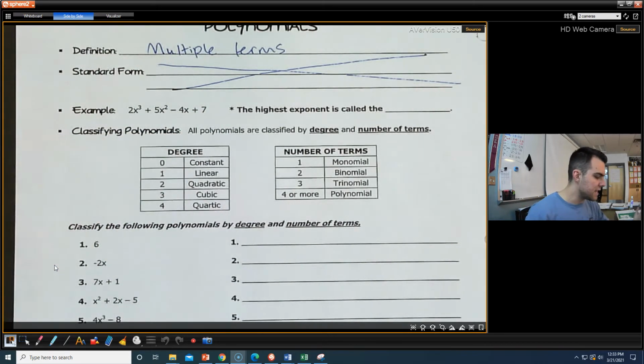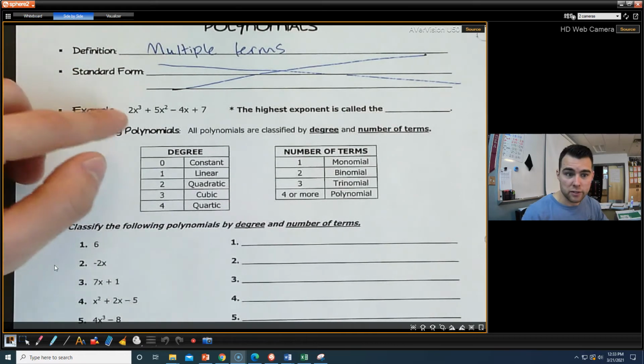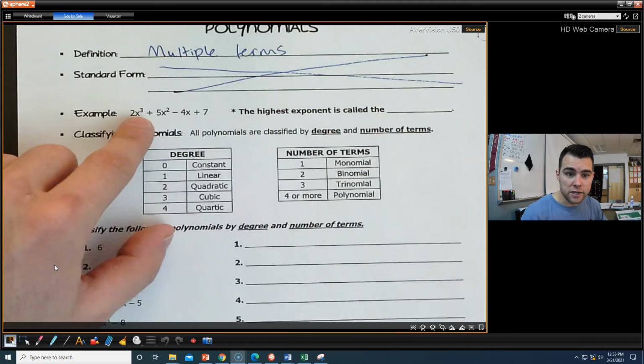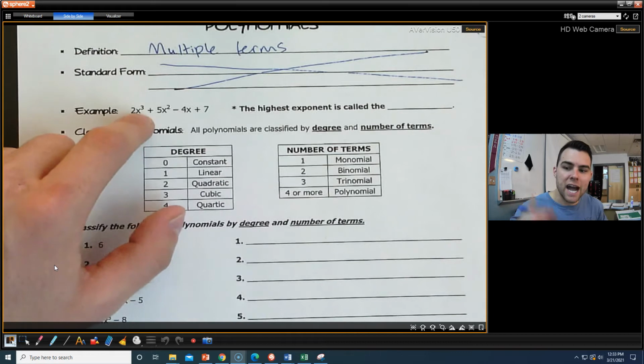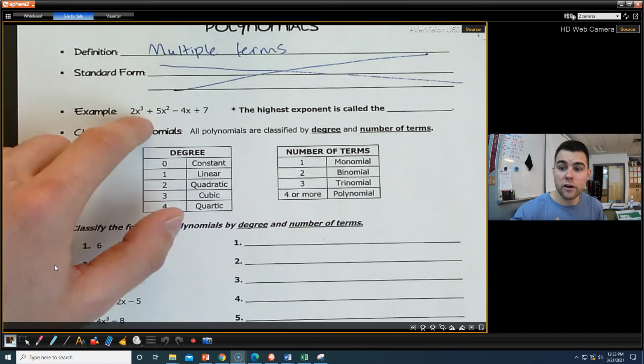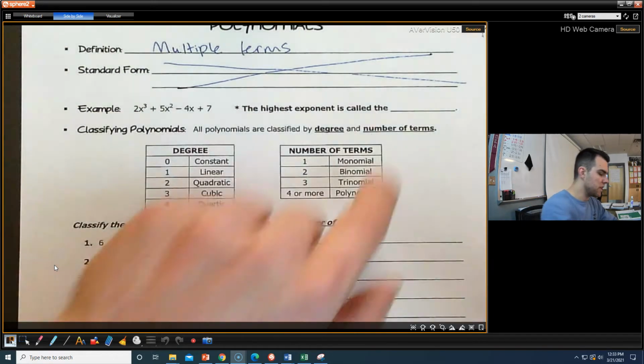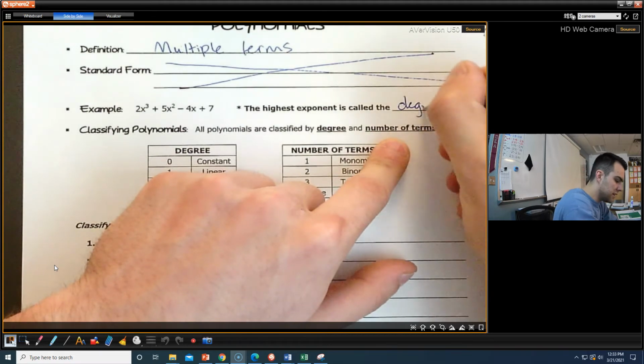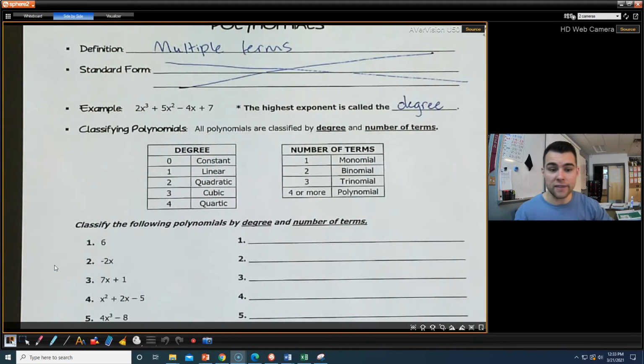Now, what is the highest exponent in this polynomial? Well, the highest exponent is 3. And we actually have a special name for the highest exponent in a polynomial. We call that the degree. The degree of the polynomial is the highest exponent in that polynomial. And so what we're going to do first is we're going to just classify these guys, right?